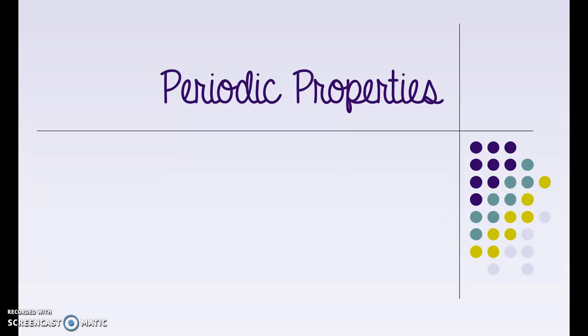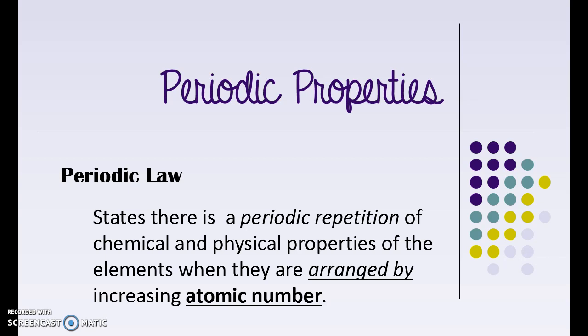Hi y'all, I want to talk a little bit about periodic properties today. So what are periodic properties and what is periodic law? Periodic law states that there is a periodic repetition of chemical and physical properties of elements when they are arranged by increasing atomic number.